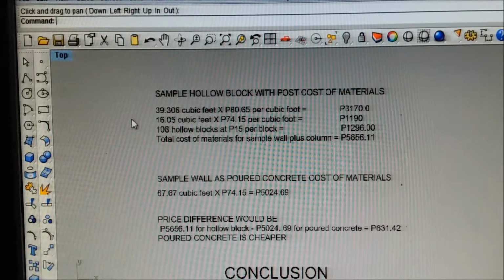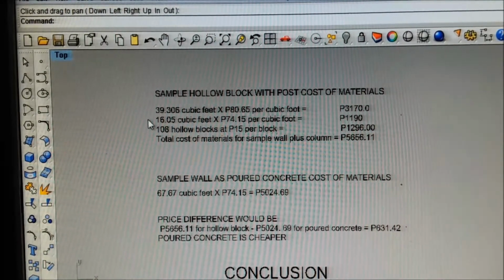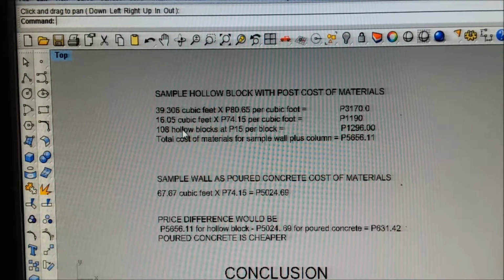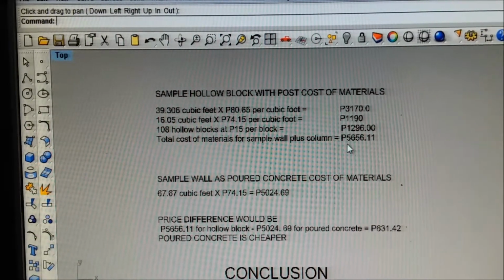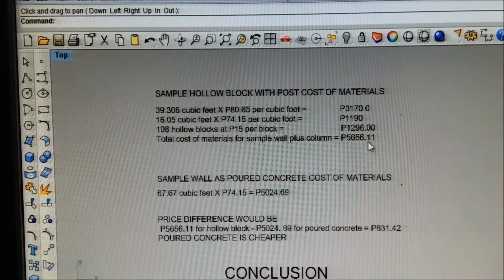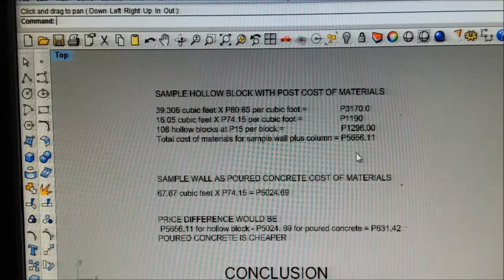Okay, now we're going to do what this sample wall costs in the 2 types of construction. We take our cubic feet of hollow blocks and our cubic feet of mortar and stuff, plus our 108 hollow blocks, and everything times its unit price per cubic foot and per block. Add them up, and this wall has, in pesos, 5,656 and 11 centavos. That's for 12 feet of wall and a column, the same thickness as the render, 16 inches wide. And that's a fairly typical column from what I can tell.